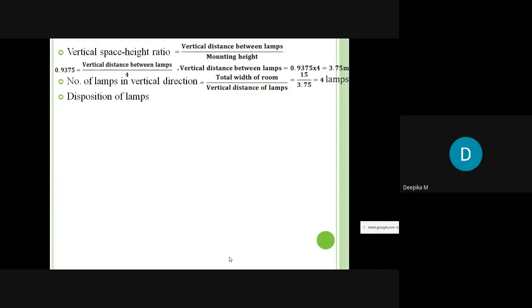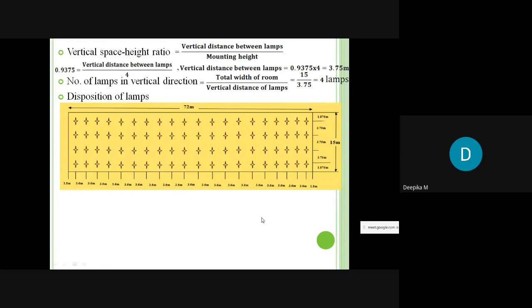Next, disposition of lamps. So disposition of lamps is nothing but this. So in the exam you have to draw this diagram. Okay, so this diagram is very important, and this marking is also very important while you are drawing this. So you can see here, this room is having length of 72 meter and is having a width of 15 meter. So in the problem, we calculated that there are 20 lamps in 72-meter distance or in the horizontal direction. So you can see here in the horizontal direction, there are 20 lamps, and there are 4 lamps in vertical direction.